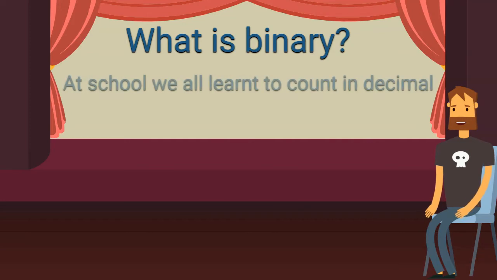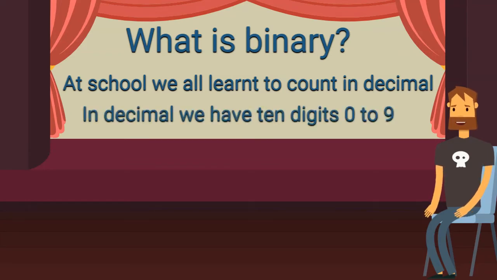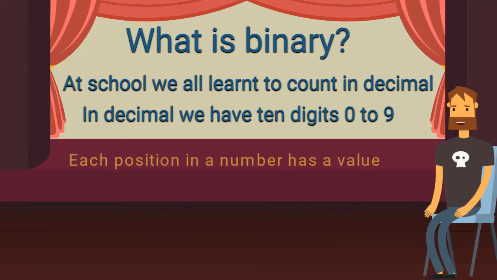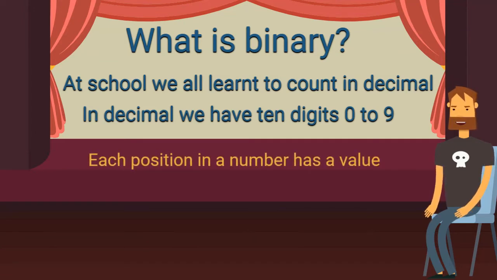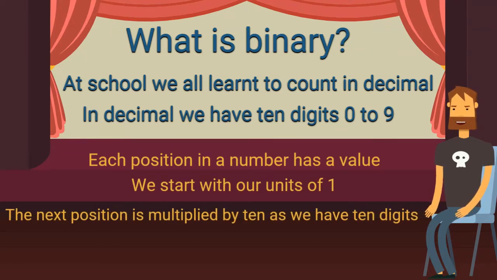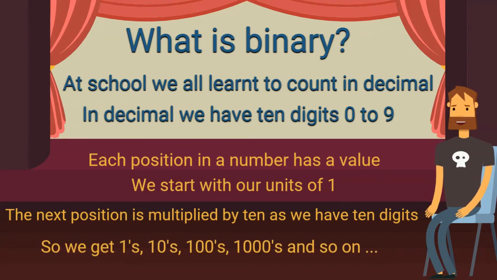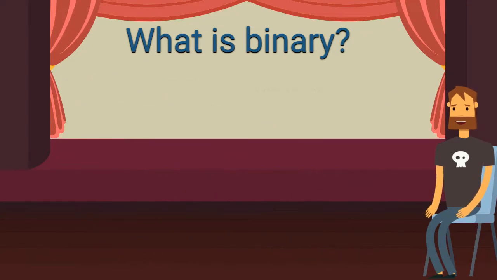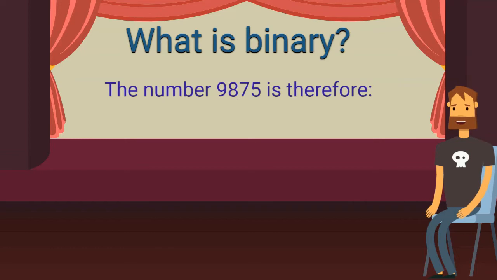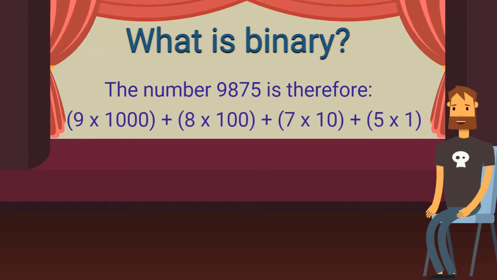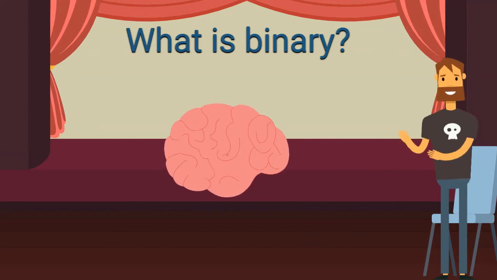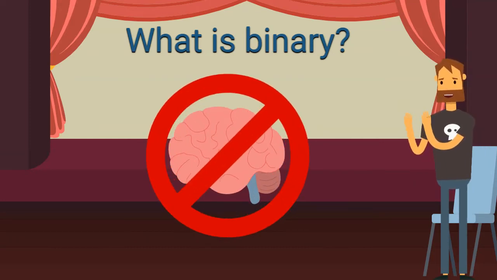Let's go back to primary school. The word decimal comes from the Latin word decimus, meaning tenth. So decimal has 10 digits, 0 to 9. Each position in a decimal number has a value. We start with units of 1. Our next position is multiplied by 10, as we have 10 digits, giving us tens, followed by hundreds, thousands, and so on. So if we take a number like 9,875, it is made up of 9 thousands, 8 hundreds, 7 tens, and 5 units. This seems rather obvious, but it will make sense when we change to binary.